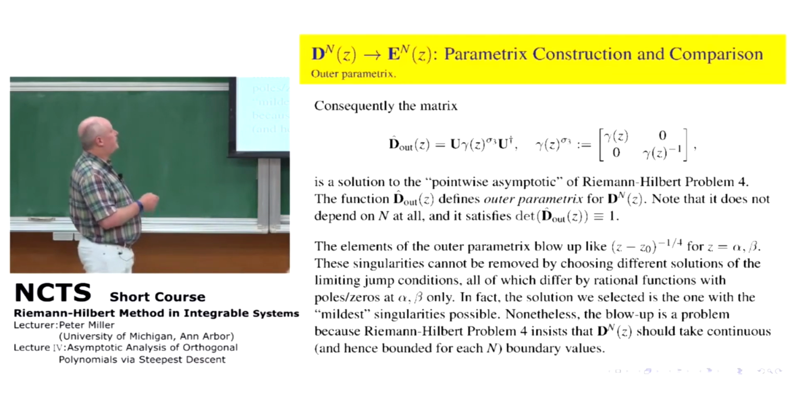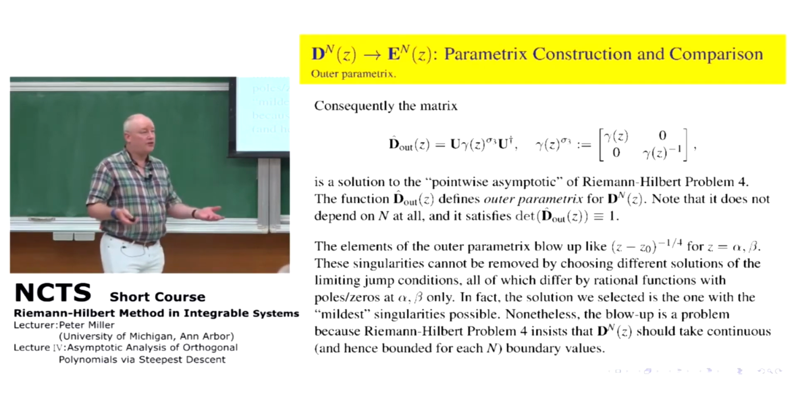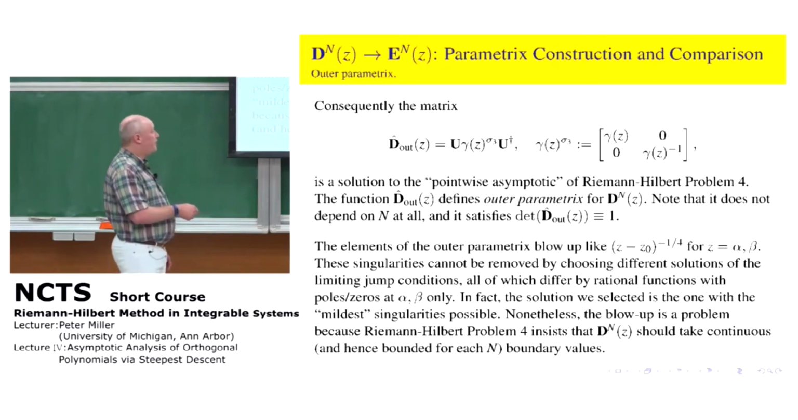So the singularities that are showing up, you might think you could get rid of them by choosing different solutions in the limiting jump conditions, which differ by some rational functions with poles and zeros at alpha and beta. In other words, taking the logs differently when we use this technique to solve the problem. But in fact, the solution that we've already written down here is the one with the mildest singularities that are possible. And anyway, the blow up is a problem also because the Riemann-Hilbert problem insists that dn should take continuous boundary values on our jump contour.